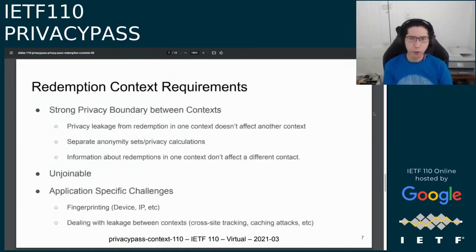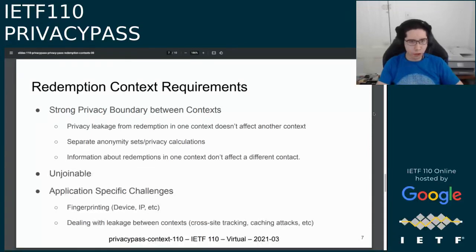So some of the requirements you actually need to be able to use these sorts of contexts to subdivide our identity space is you need these strong privacy boundaries. If there's any way of leaking information from one context to another, you get the issue where over time that leakage is enough to leak all the issuer redemptions in one case to another. And you really need this strong boundary that redemptions don't affect another context in any way. This includes caching or reusing previous redemptions.